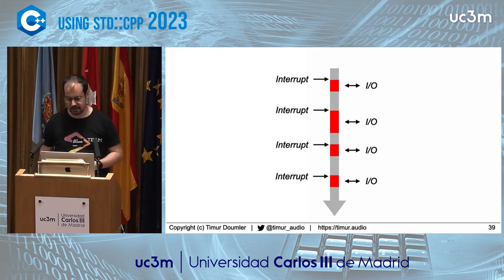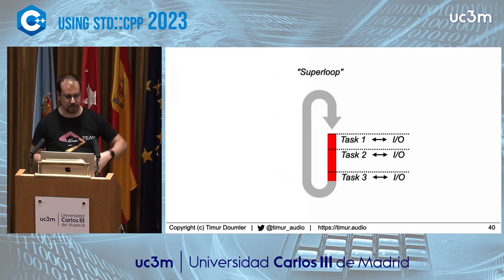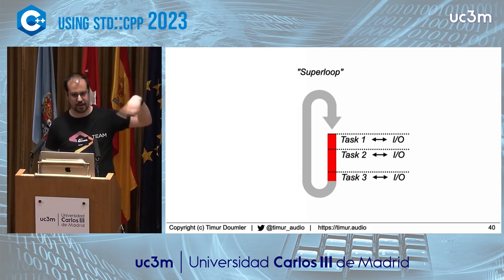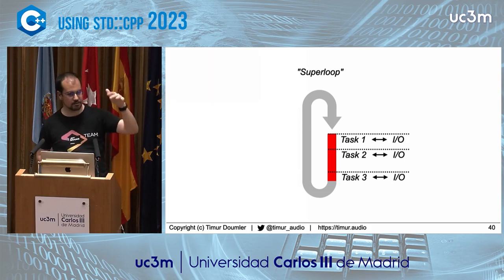Another strategy on embedded systems is the so-called super loop, where you basically have just an infinite loop in your main, doing sensor this, sensor that, these different tasks, and it just keeps doing them again and again. But you don't want any of these tasks to take too long, because otherwise everything stops, because it's just a loop.